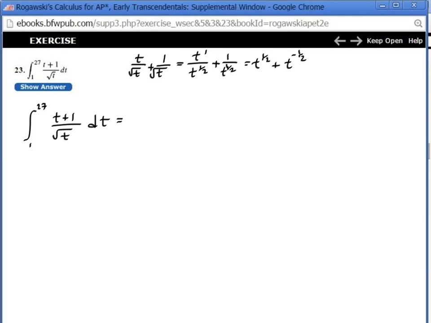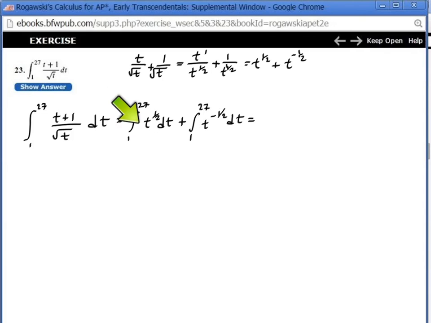So now I have two parts to my integrand. We have from 1 to 27, we have t to the 1/2. And I'm going to go ahead and split it up right now. You don't have to split it up like this. I'm just doing it for explanation purposes. Oops, that should be a 1, and then to the 27, and we have t to the negative 1/2.